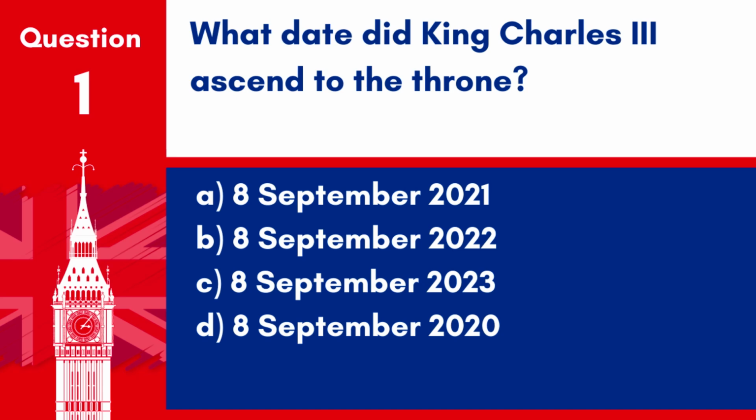Question 1. What date did King Charles III ascend to the throne? A. 8 September 2021. B. 8 September 2022. C. 8 September 2023. D. 8 September 2020. Answer. B. 8 September 2022. King Charles III ascended to the throne on 8 September 2022 upon the death of his mother, Queen Elizabeth II.